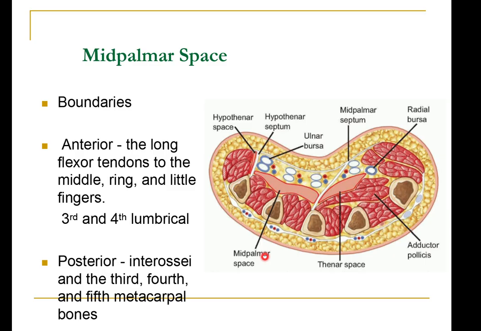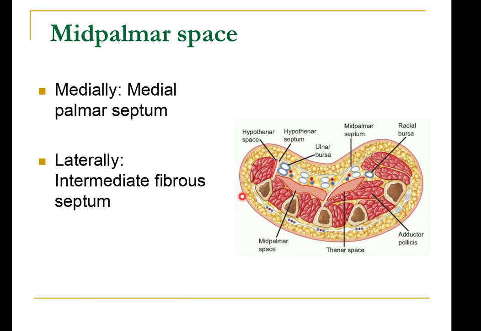space. Coming to the boundaries of the mid-palmar space, it is bounded anteriorly by the long flexor tendons of middle, ring and little finger along with the lumbricals, that is the third and the fourth lumbrical, and posteriorly it is related to the third, fourth and fifth metacarpals and the interossei which is present between it. So it is related posteriorly to the interossei and the third, fourth and fifth metacarpal bones.